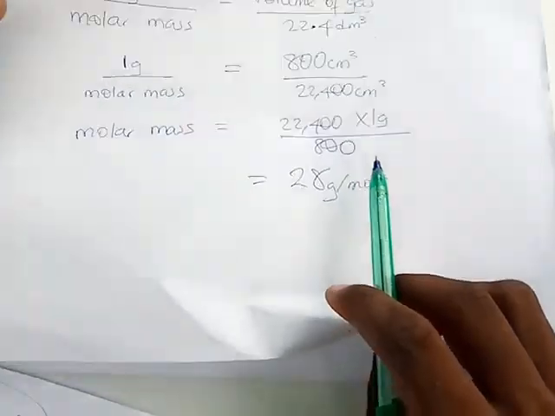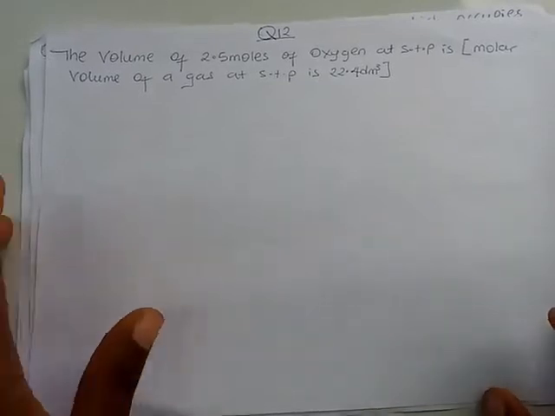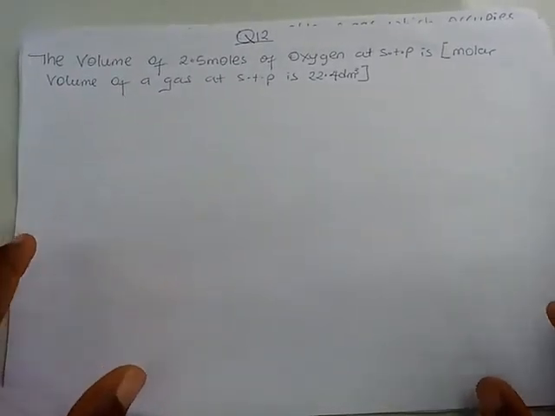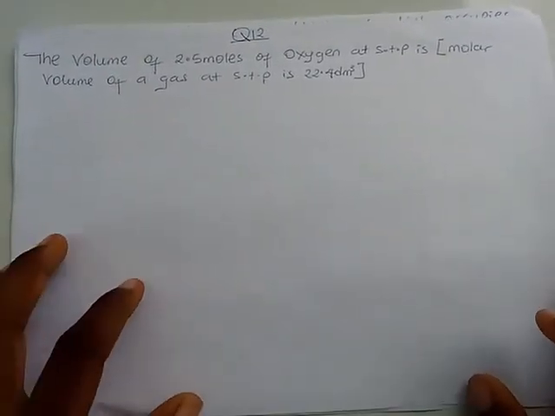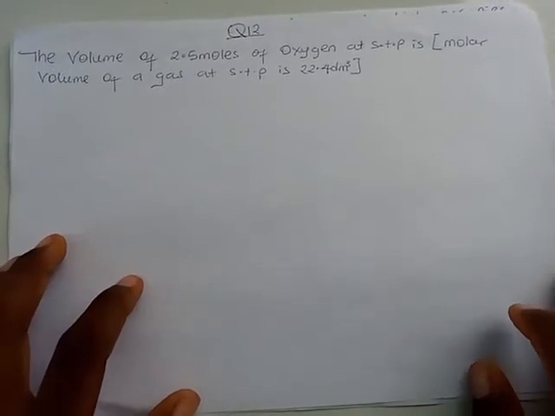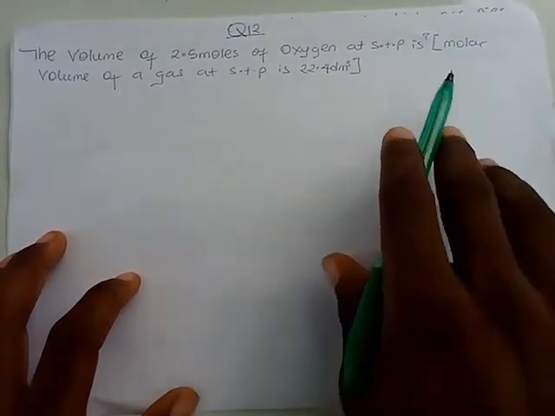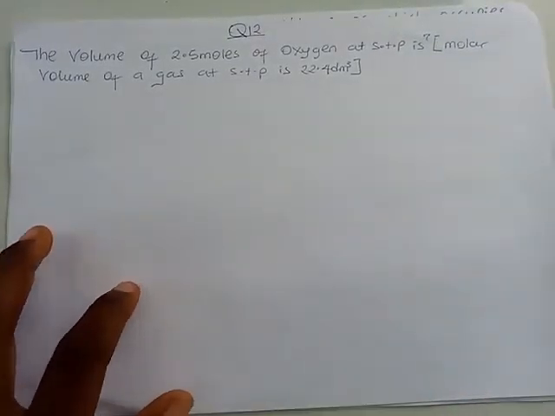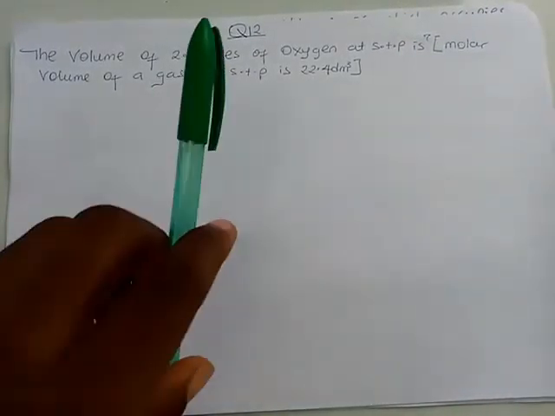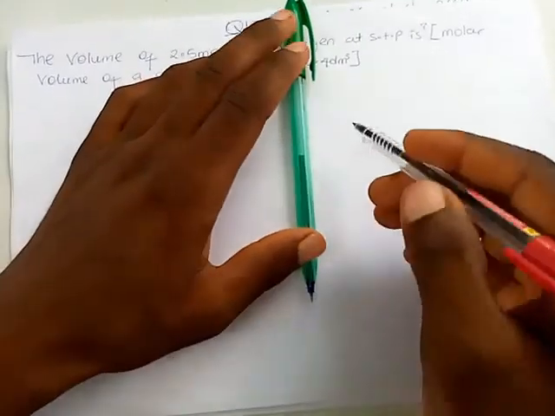So we're going to take question 12. Question 12 is still between a mole and the volume of a gas, if you can see. It says the volume of 2.5 moles of oxygen at standard temperature and pressure is, that we're asked to find. So the hint here is that the molar volume of a gas at standard temperature and pressure is 22.4 dm cube.